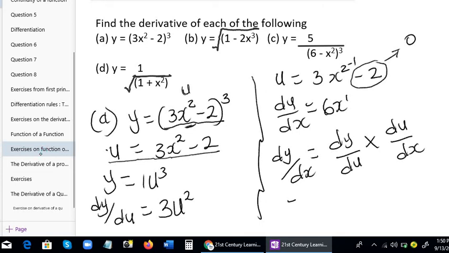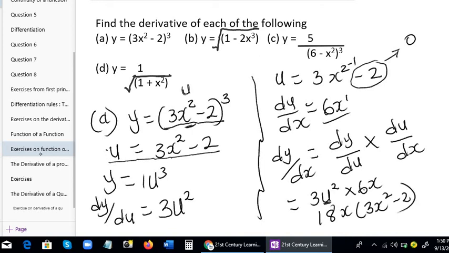So my answer will be dy/du, which is 3u squared, times du/dx, which is 6x. So 6 times 3 will give me 18x, this x. Then what is u? The u is 3x squared minus 2. I just replace u with its value, then the square, which is 2, you write it here. So we have the answer. Okay, I've taught you the chain rule, how to solve problems like this, but let's take another example.